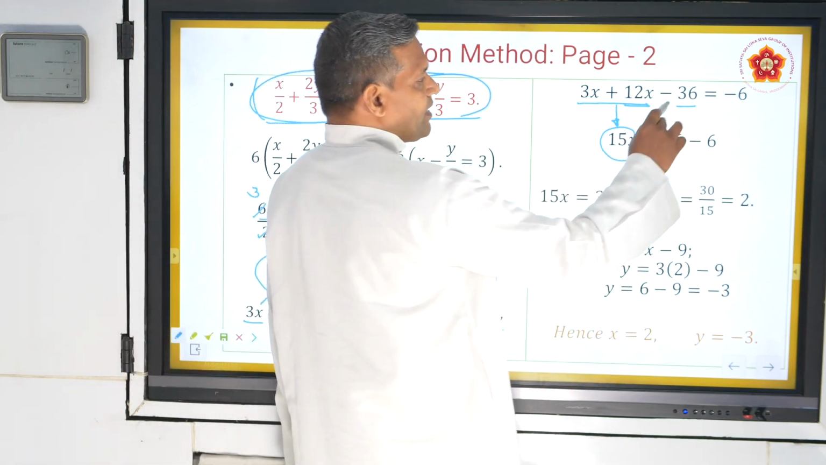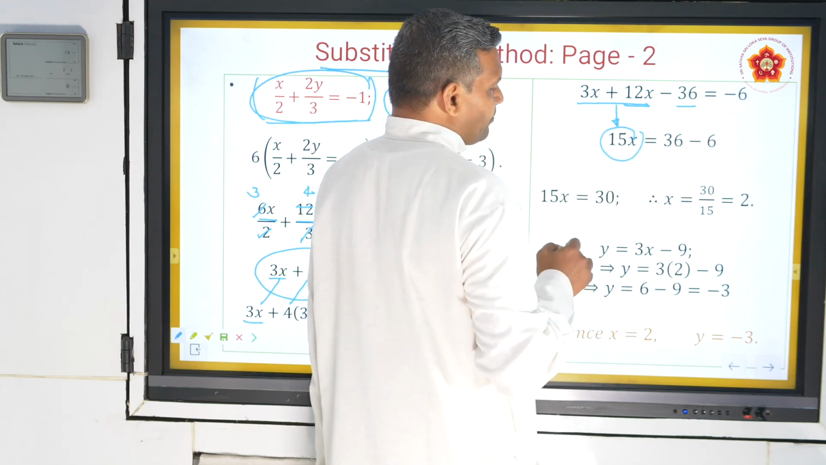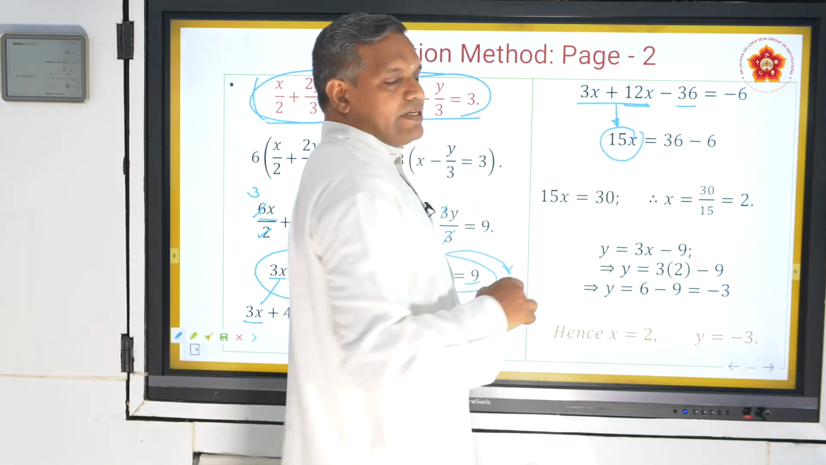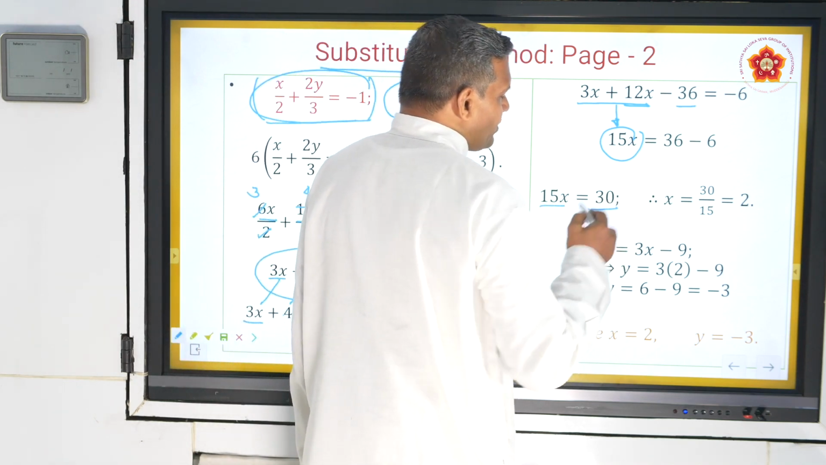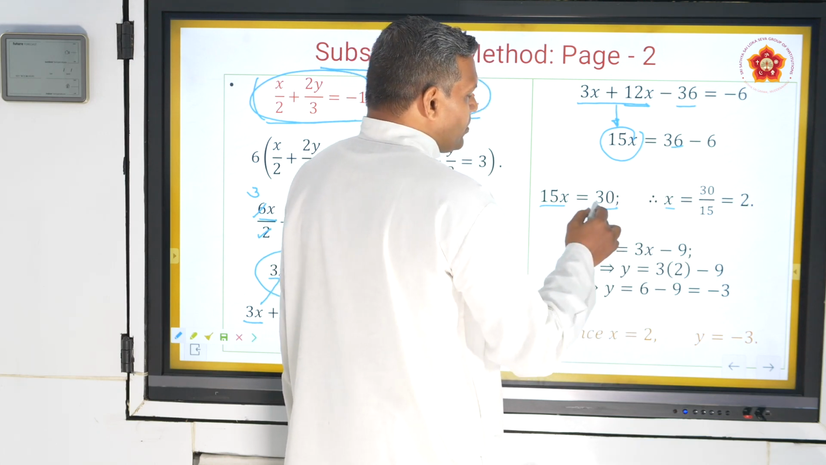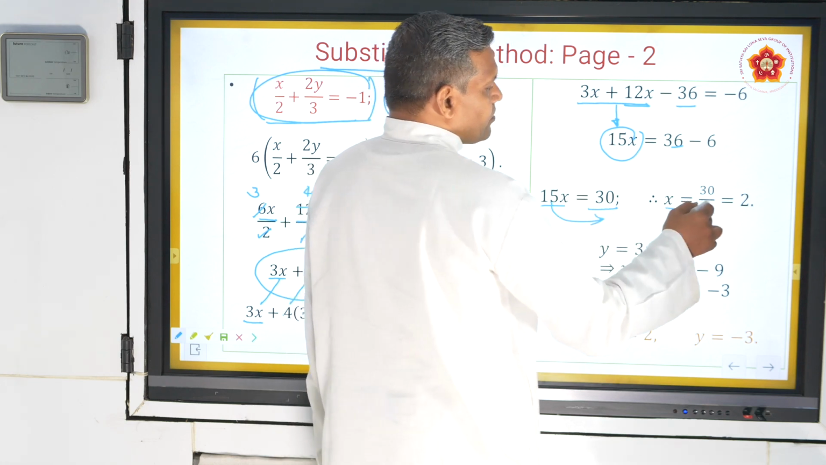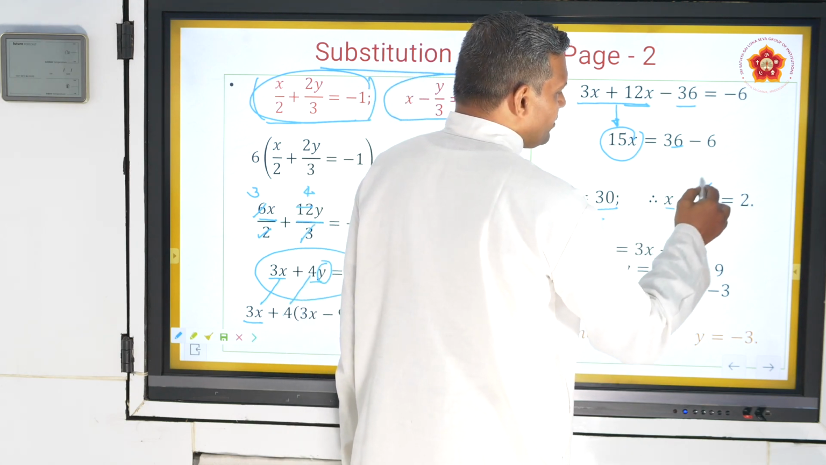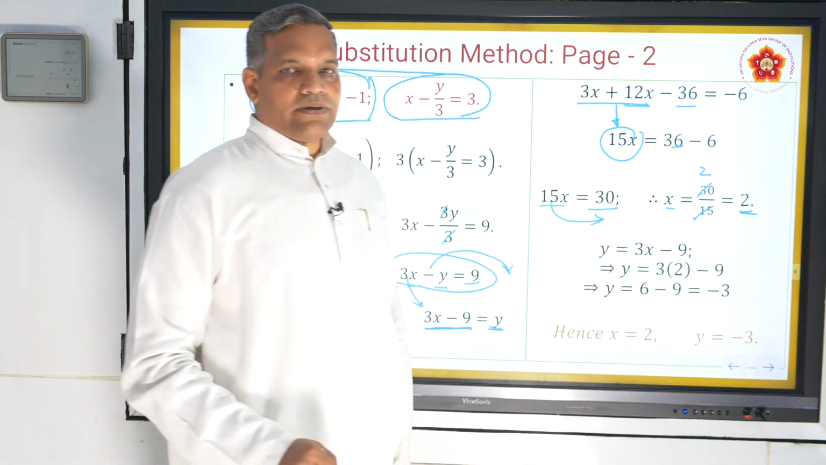When you transpose minus 36, it becomes plus 36. 36 minus 6 is equal to 30. But you cannot get rid of this 15 in the first step itself. So let's come back. 15x is equal to 30. And x is equal to 30 over 15, the 15 goes to the denominator. So 15 ones are 15, 15 twos are 30. So x is equal to 2. Finished. You got the answer.